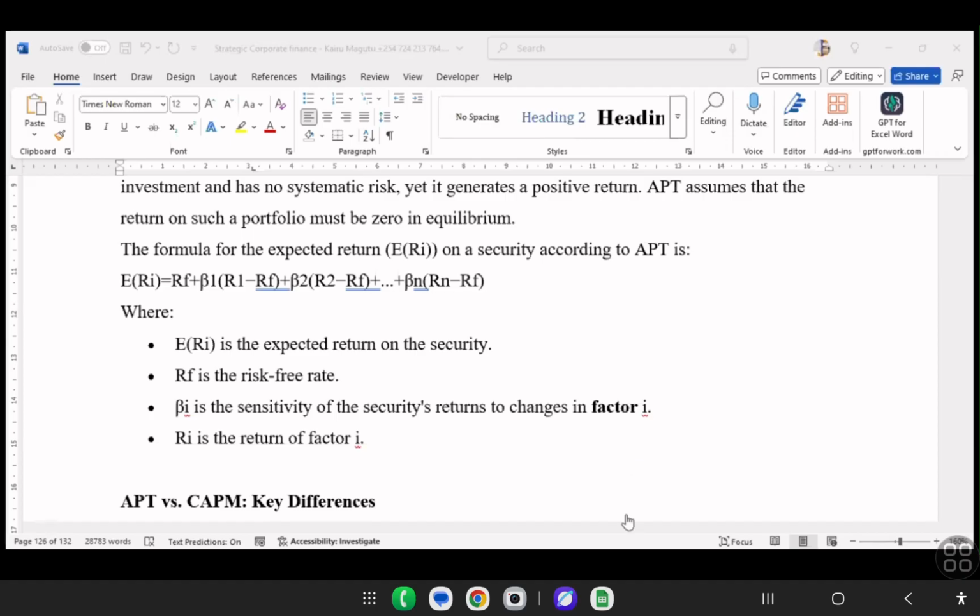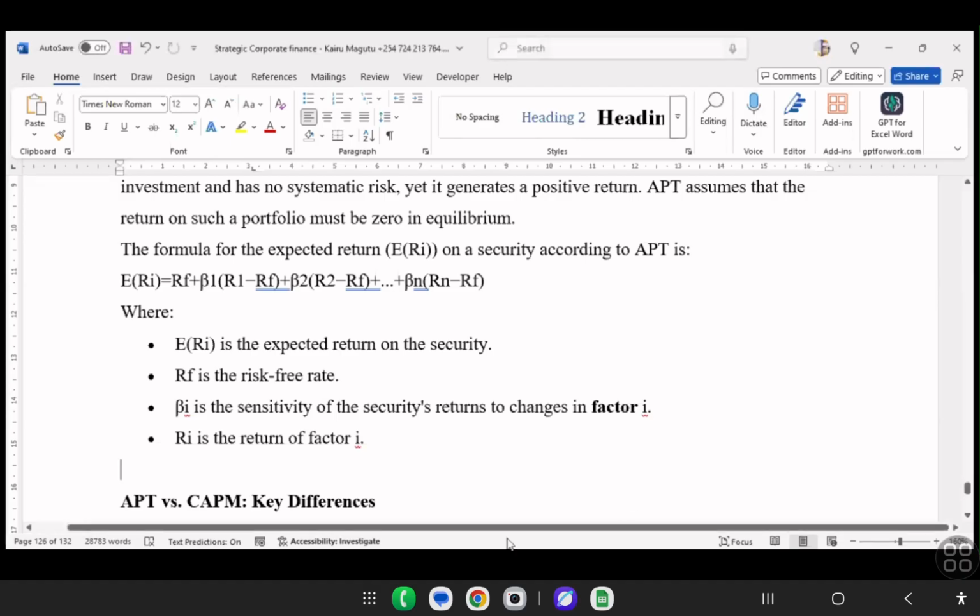Who is asking a question? Return factor means what? The expected return. Let me use the word expected return. It is the expected return. The expected return. I will explain using an illustration so that we understand it better.